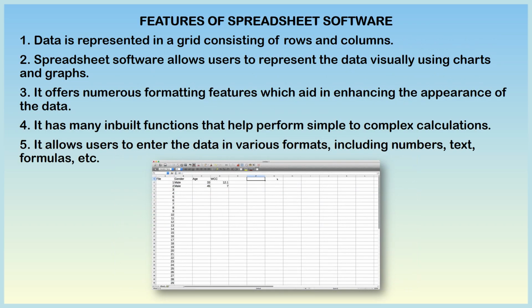Features of spreadsheet software. 1. Data is represented in a grid consisting of rows and columns. 2. Spreadsheet software allows users to represent the data visually using charts and graphs. 3. It offers numerous formatting features which aid in enhancing the appearance of the data. 4. It has many inbuilt functions that help perform simple to complex calculations. 5. It allows users to enter the data in various formats, including numbers, text, formulas, etc.